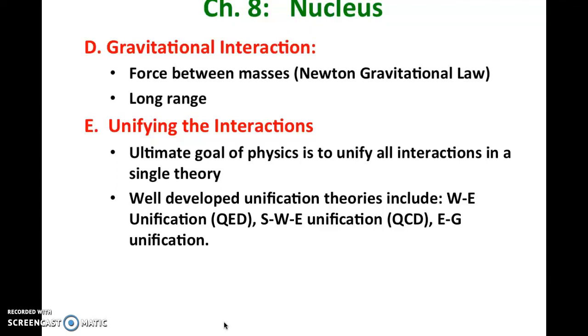The ultimate goal in physics is to unify all interaction in a single theory. So far, successfully developed unification theory include the QED for the unification between weak and electromagnetic fields, the QCD for the unification among strong, weak, and electromagnetic fields, and 5D gravity for unification between gravitational and electromagnetic fields.